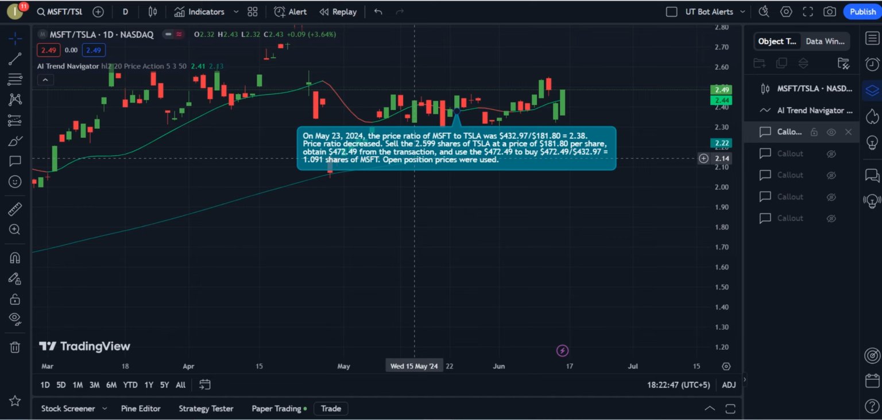And this trading strategy can actually be used to trade and obtain shares of any pair of stocks, really, not just Microsoft and Tesla. It can even be used to obtain additional quantities of cryptocurrencies such as Bitcoin, Ethereum, etc.